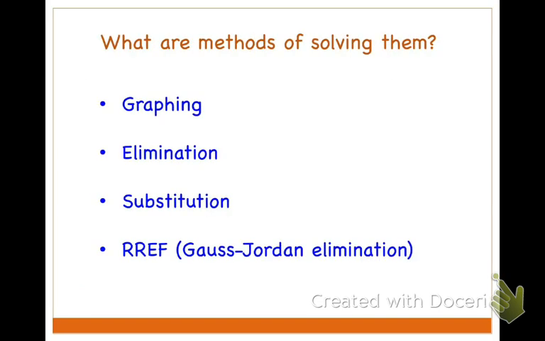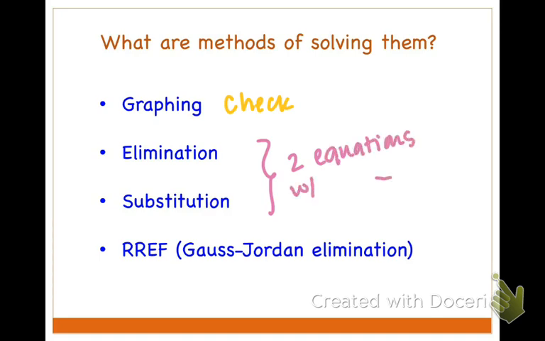As for methods of solving them, there are a couple different ones. Graphing isn't one we typically use to solve. We use it more to check solutions. We can quickly graph on our calculator and make sure that the point of intersection is the point that we found using mostly either elimination or substitution. We use these two when we have just two equations with two variables, typically an x and a y.